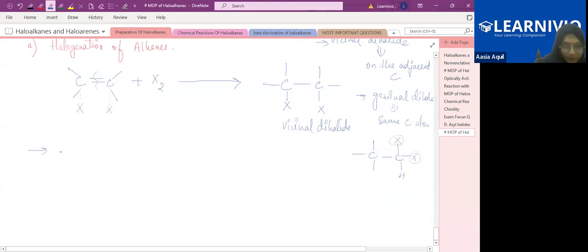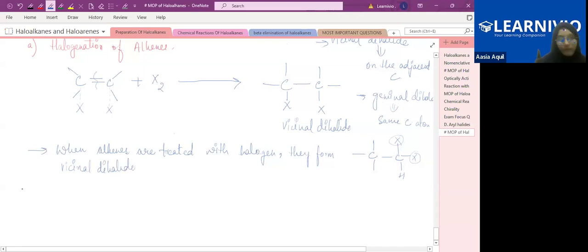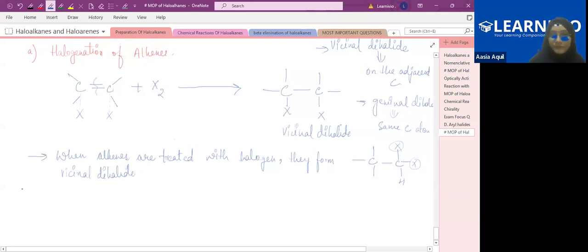Write down this point. When alkenes are treated with halogen, they form vicinal dihalide. Clear?